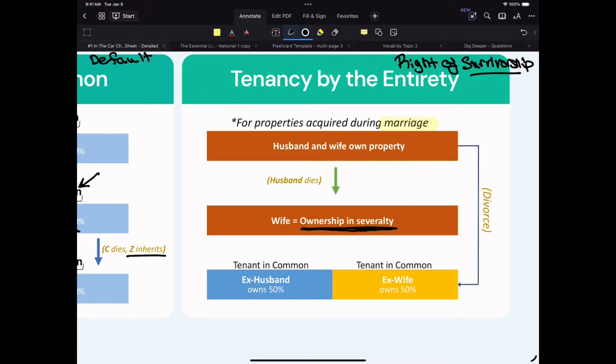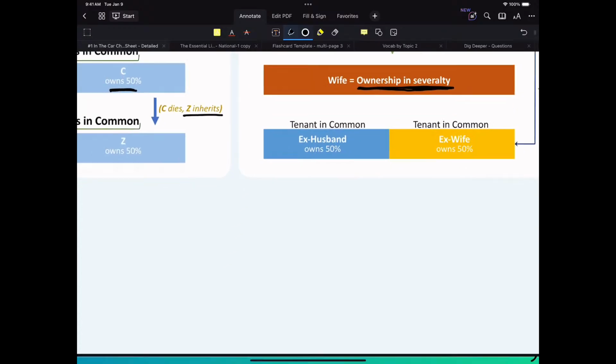This idea of the right of survivorship means when you die, your ownership interest doesn't go to whoever you will it to. Like you can't say, hey, I want my brother to have it. It is the right of survivorship. It is going to your spouse. So that would be tenants by the entirety.